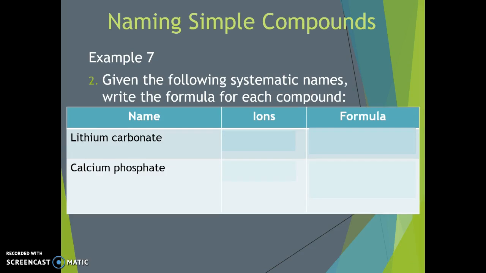All right, now we're going to do some formula writing. Lithium always has a +1 charge, and the carbonate has a -2 charge. In order to balance the compound, we will need 2 lithiums for every 1 carbonate.